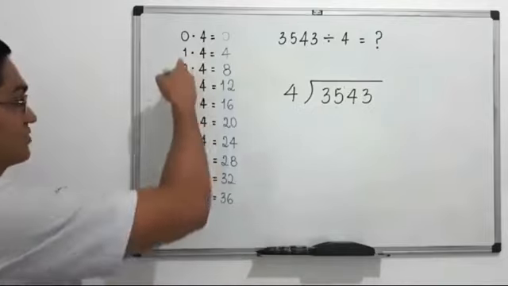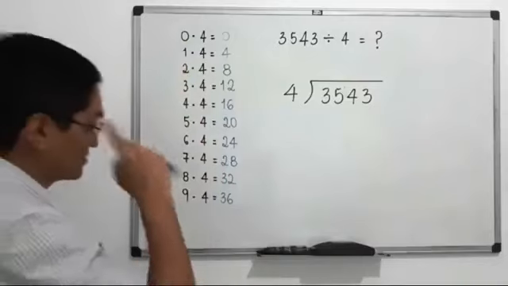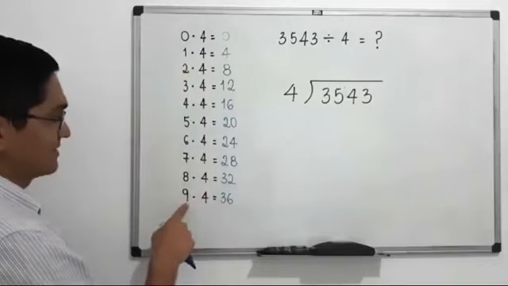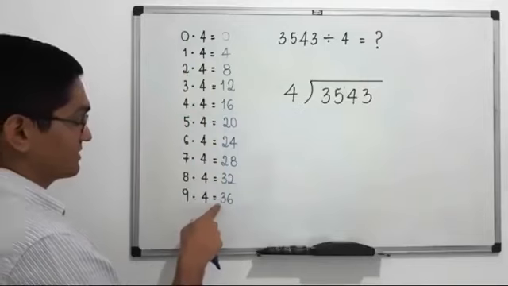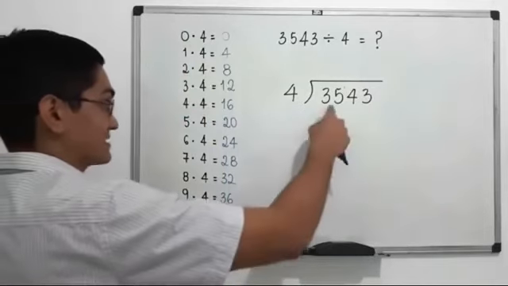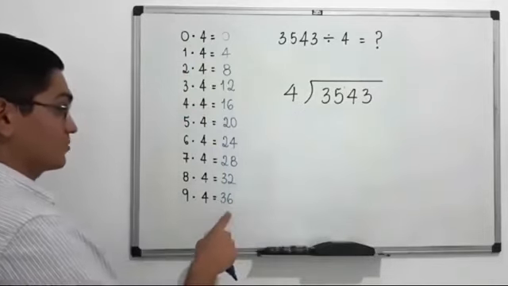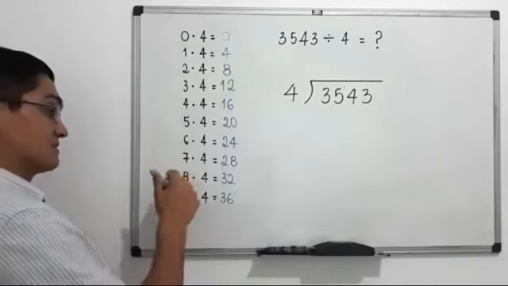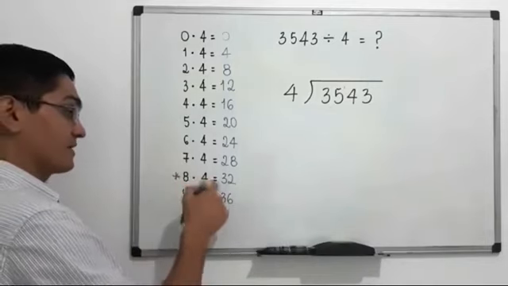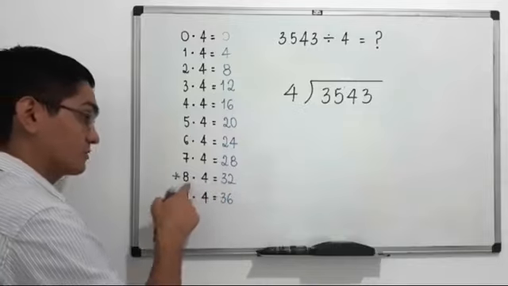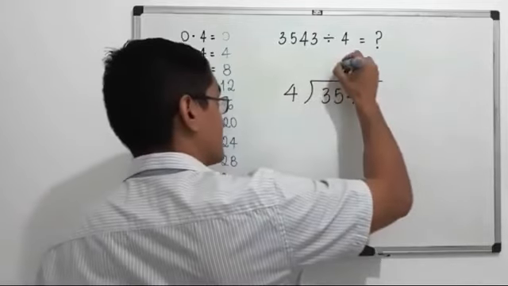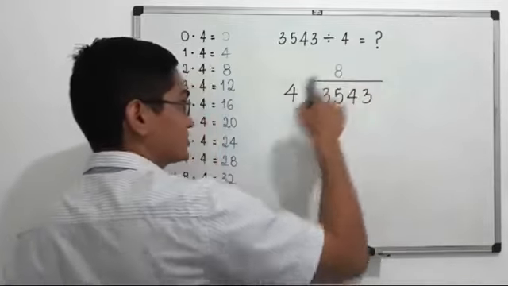You look at the multiplication table and you say, 9 times 4 is 36, but that's greater than 35. So we will stay with 8, since 8 times 4 is only 32. So we write 8 here in our quotient.